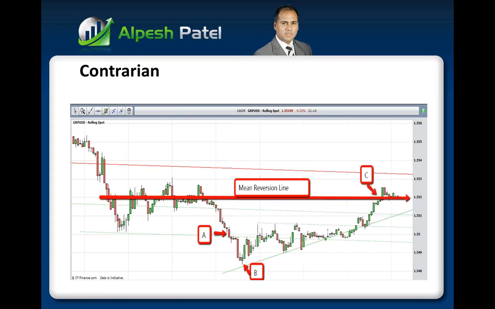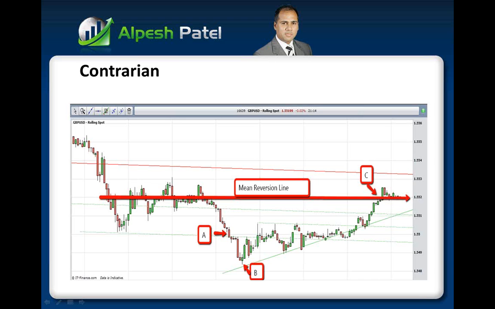So how does it look? Well, if it moves too far, and indeed it did, it got as far as point A, at which point he said, well, I think it's going to move back. Actually, it kept on going as low as point B, and then it started moving upwards again. So he made his return, and it did indeed mean revert, which means it went back to the point.